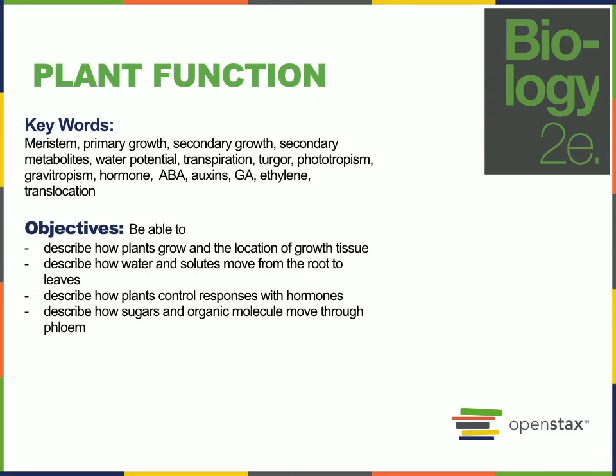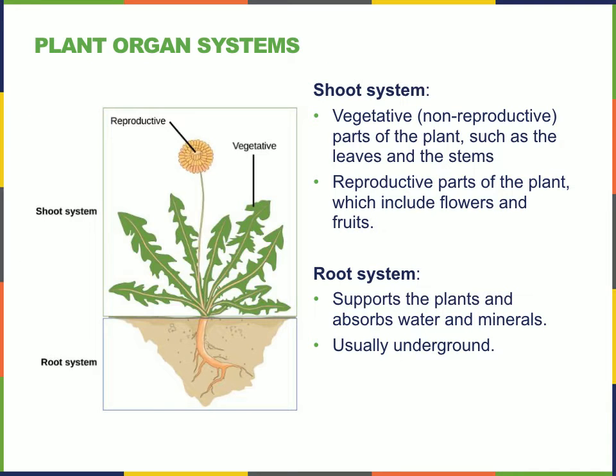All right, this is chapter 30, plant function. These are how plants respond to their environment. And it's somewhat different than how animals respond to their environment. Primarily, we're talking about growth, movement of water and solutes from the root to the leaves, and the movement of sugars and organic molecules through the phloem. And what usually coordinates these things are hormone molecules.